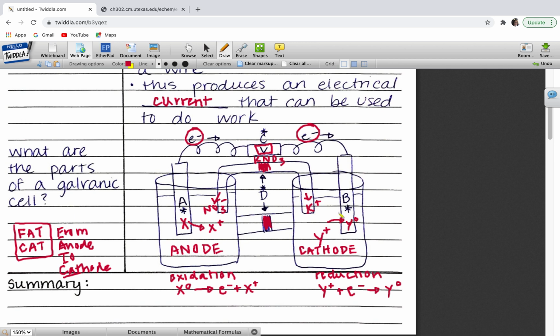Those positives, they're going to want to stay with the negatives in here. They're not going to want to go and hook up and become solid metal particles. So what we have to do is replace them in order to keep this reaction going. If we don't have the salt bridge there to replace the charge that's being lost on either side, the charge that's changing on either side, then the reaction stops. So that's the purpose there.